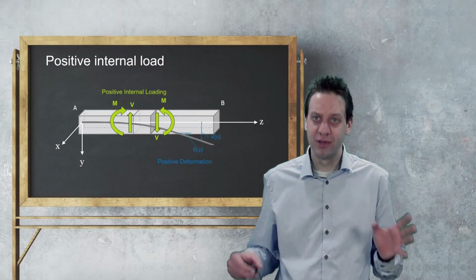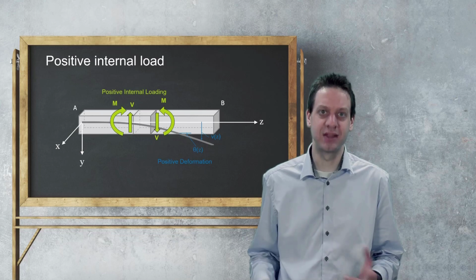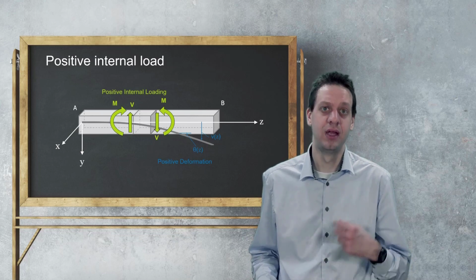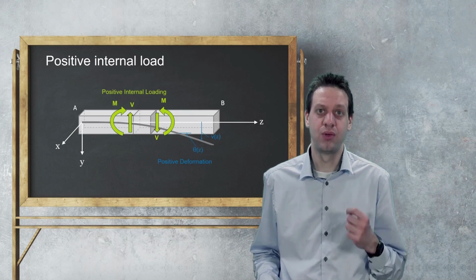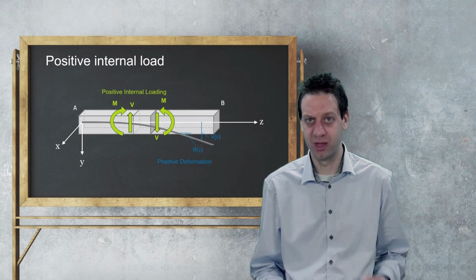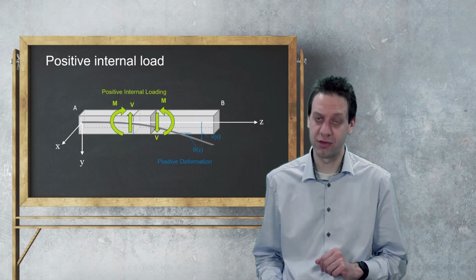So just to wrap it up, this figure shows you the coordinate system and the sign convention we will use during this course for a positive internal load. It is a consistent system where the positive deflection and positive internal loading are consistent with the chosen coordinate system, something that will make your life a lot easier later on.